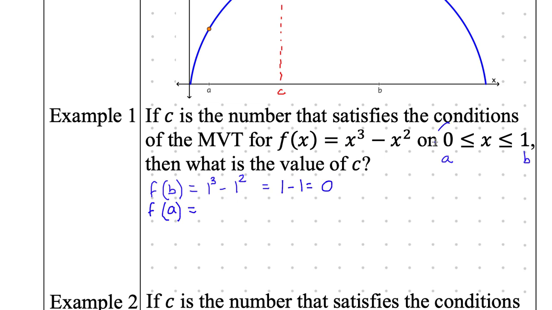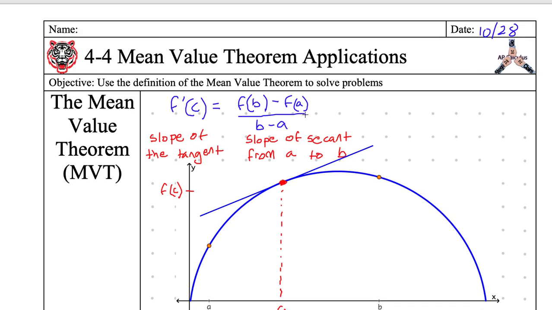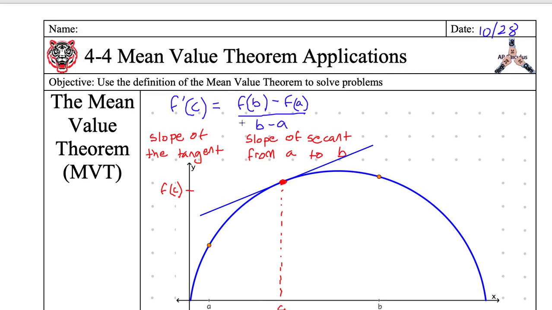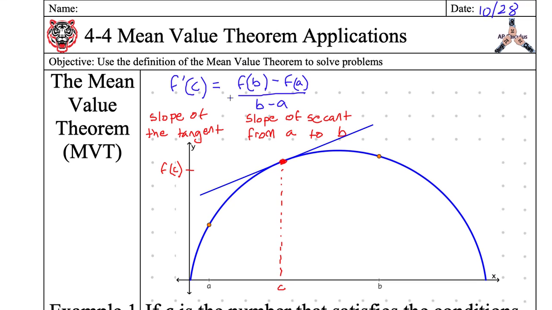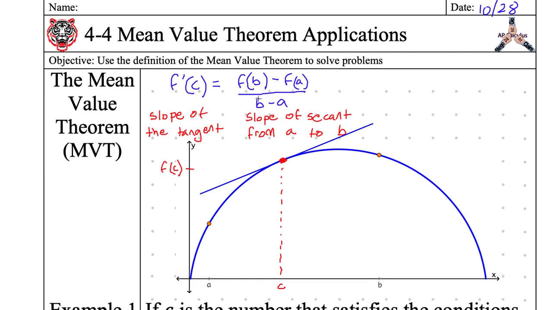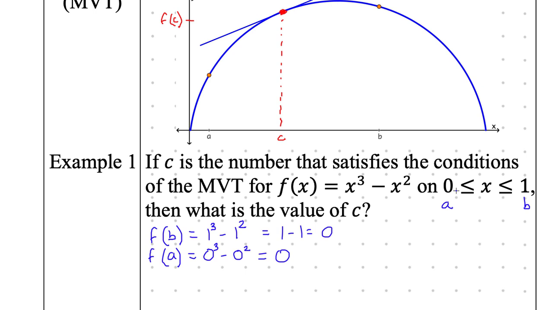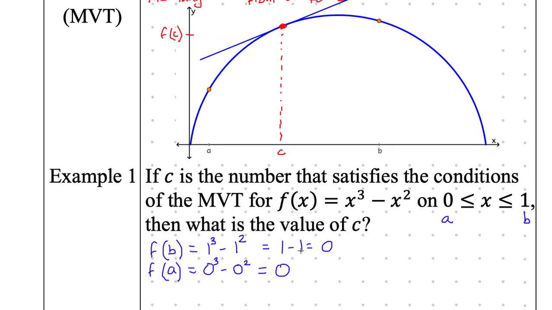F of a is, again, I'm plugging in 0 into each of these x's, so I can write it all out. It's going to be 0 to the power of 3 minus 0 to the power of 2, which is equal to just 0. Oh, so you plug in the intervals into the equation? Yeah, exactly. I'm just trying to find all this information on the right. I'm using this definition of the mean value theorem. So I have all the information on the right. I have a and b, 0 and 1. I have f of b, 0. F of a is 0.